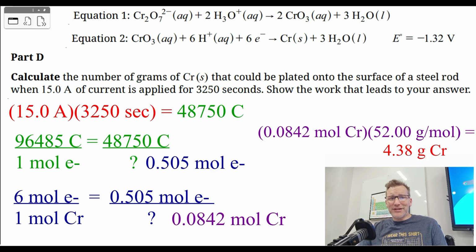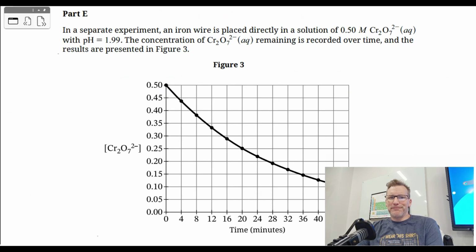Then you go to your balanced equation number 2. Take a look, there's 6 moles of electrons for every 1 mole of chromium. We have 0.505 moles of electrons, which yields 0.0842 moles of chromium. It's just a bunch of proportions, guys. Then you take that 0.0842 moles of chromium, you multiply by the molar mass of chromium, which is 52 grams per mole, and you get 4.38 grams of chromium that were deposited on that rod.